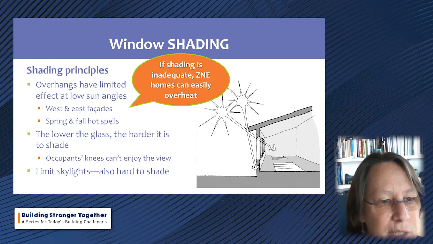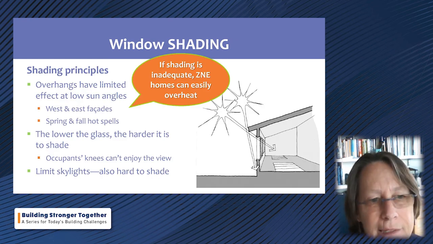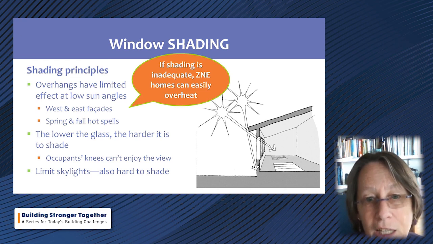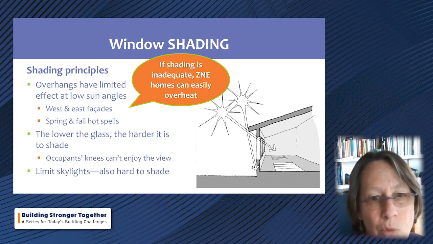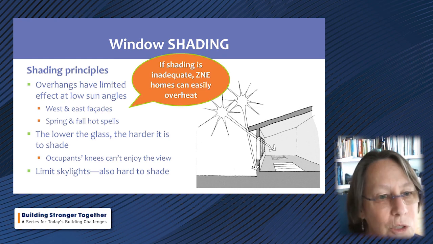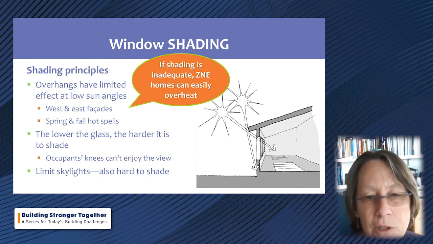So again, principles of shading. Overhangs, again, have limited effect at low sun angles. So that means on both the east and west, and also it's spring and fall, right? We can tend to forget that. And yet in a lot of parts of the country, we can get a lot of heat during that time of year. So it's really important to consider if you have west windows and you haven't done a good job of shading them by some means, in the fall, you can roast. So hugely important.